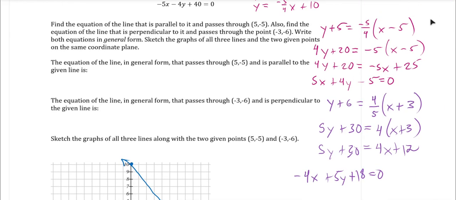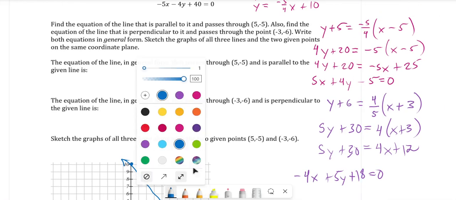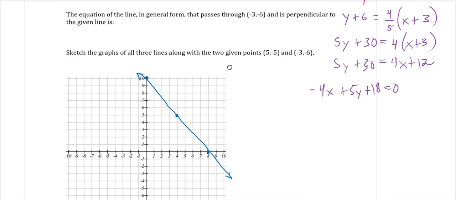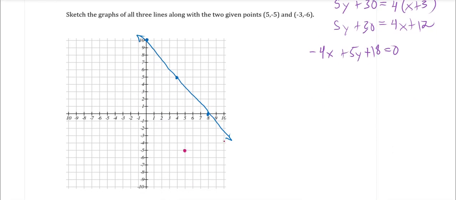Now let's graph. We know that this next line goes through 5, minus 5, which is here. And we know that it has the same slope as this guy, which means going over 4, down 5. Or if I wanted to go left by 4, up by 5. So here's my next line as such.